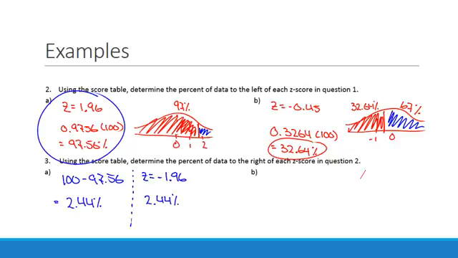In B here, again, the first way of doing it is go 100 minus the data to the left, and that'll leave you with the data to the right. So it ends up being 67.36. Or figure out the z-score for the opposite, which would be positive 0.45, which again works out to this 67.36. All right, so now we've found z-scores and we've gone to the tables.